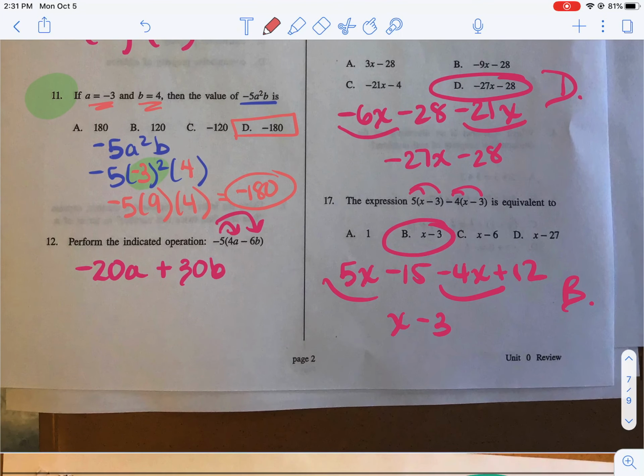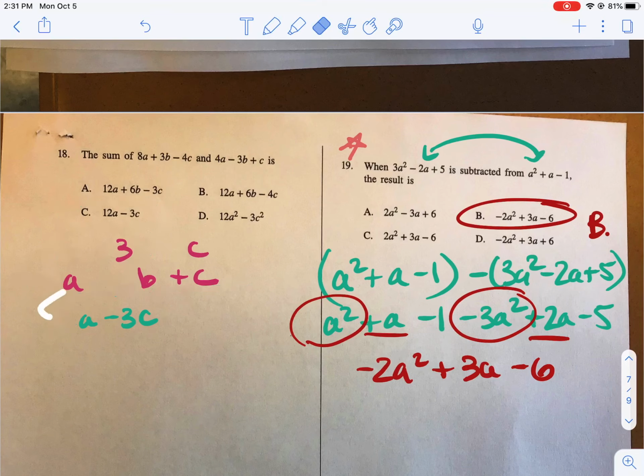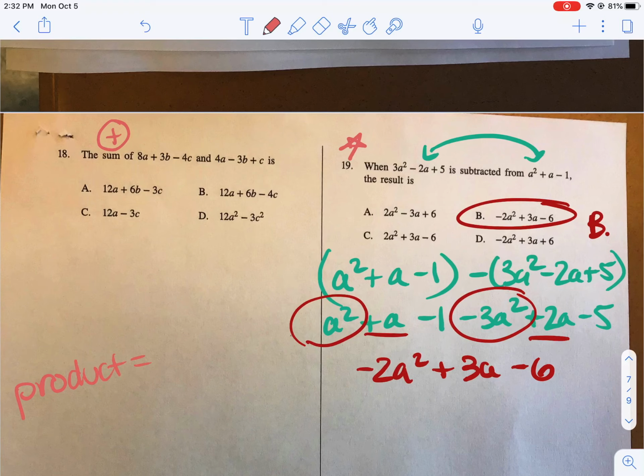Okay, so make sure you check your other answers. Again, feel free to reach out to us for questions. And then the last 2, number 19, I would definitely say is like a bonus kind of question. Let's just do number 18 together. If you look at 18, it says the sum, and I know we already talked about sum means to add. Just a reminder, guys, product means to multiply.